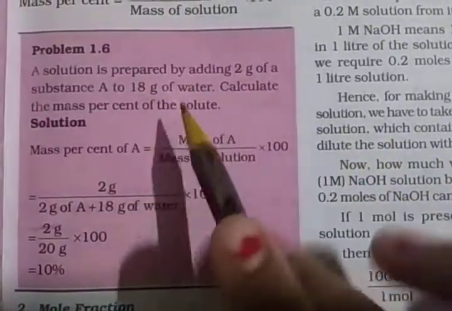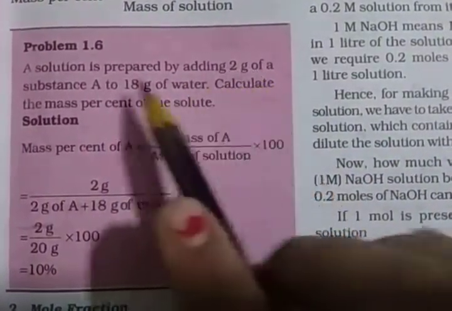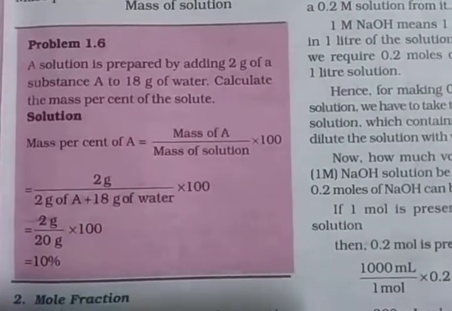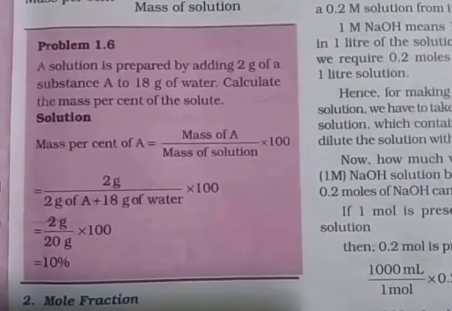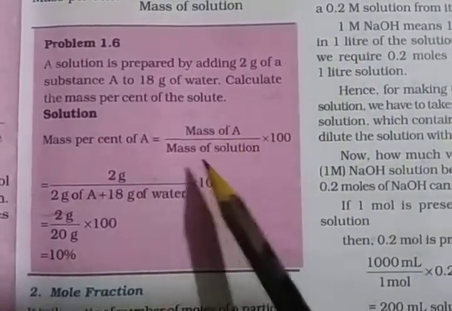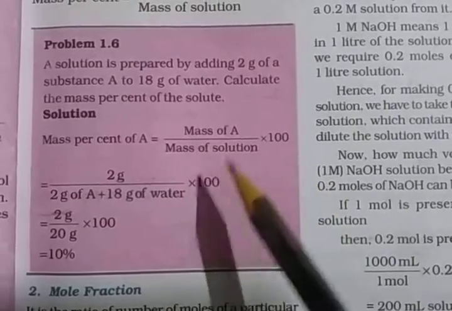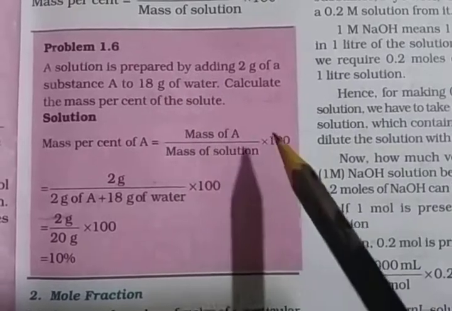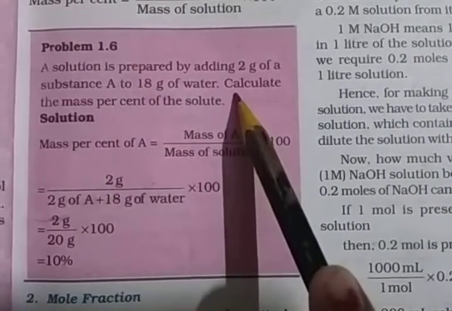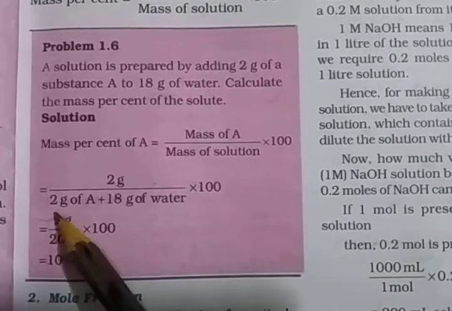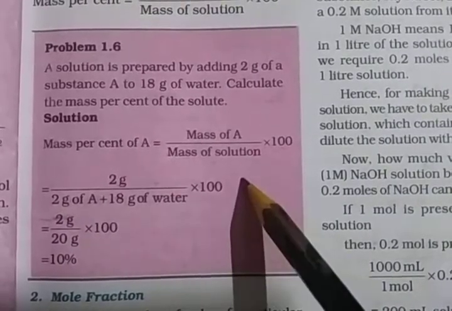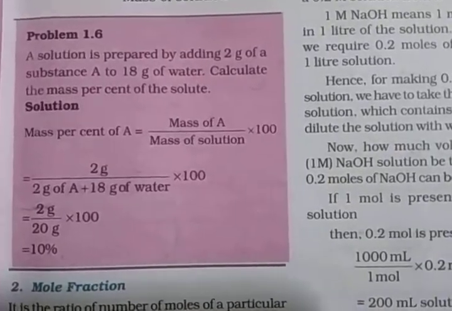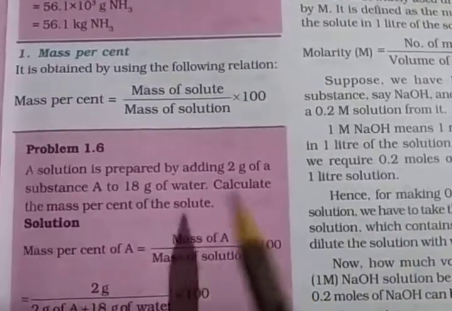Got it? A solution is prepared by adding 2 gram of a substance A to 18 gram of water. Calculate the mass percent of the solute. So mass percent of A is equal to mass of A divided by mass of solution, multiplied by 100. Mass of A is 2 gram, divided by mass of solution, that is A plus B, water, so 2 gram plus 18 gram of water, into 100. So 2 gram divided by 20 gram, multiplied by 100, is 10%. Okay, so the first topic, mass percent, is complete.